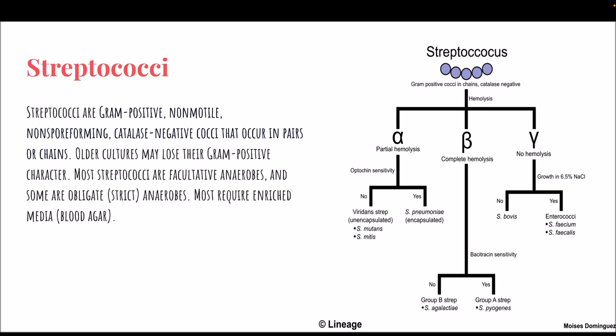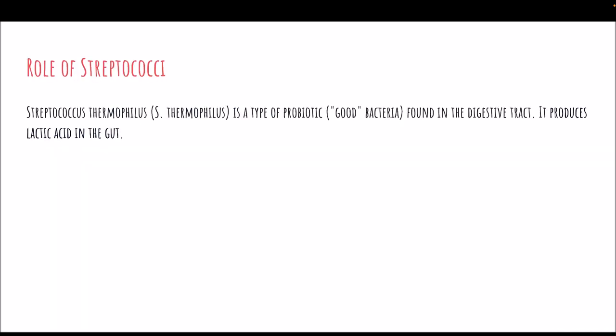Streptococci. Streptococci are gram-positive, non-motile, catalase-negative cocci that occur in pairs or chains. Older cultures may lose their gram-positive character. Most streptococci are facultative anaerobes and some are obligate anaerobes. Most require enriched media.